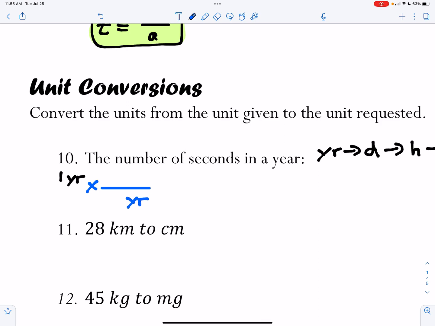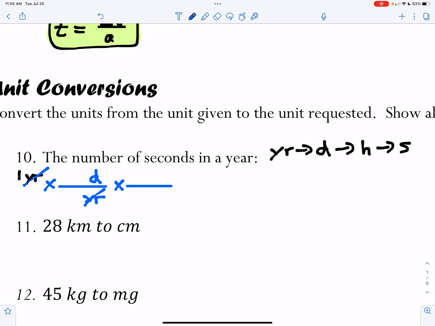So if we're going to go from years to days, then we're going to multiply and go ahead and cancel as you go. Then we're going to multiply by another conversion factor that goes from days to hours. Okay, cancel as you go. Then we're going to multiply by the last conversion, which goes from hours to seconds. And you can see we arrived at the unit we want, which is seconds. Okay, now you fill in the numbers.